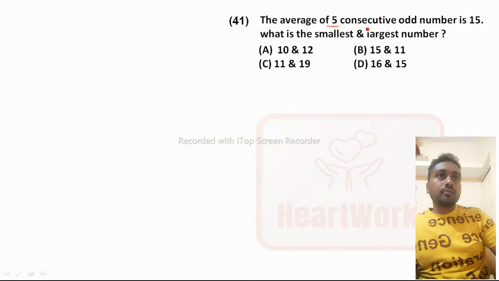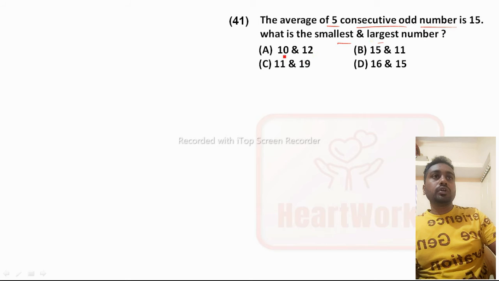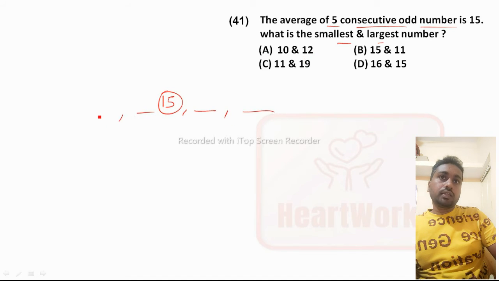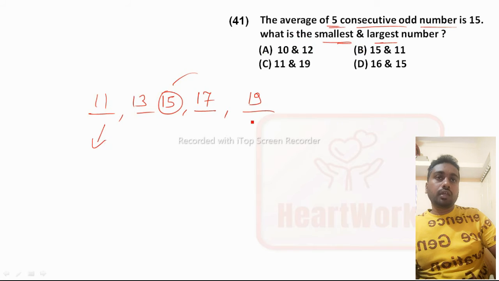The average of 5 consecutive odd numbers is 15. What is the smallest and largest number? So previously we already solved this one, no need to explain that much. The average is given as 15, which means we have the center number, and 5 consecutive odd numbers. So like that 5 numbers should be there. After 15, what is the odd number? It's 17 and 19. Likewise, this is 13 and 11. So these all are odd numbers in a sequence. Now the question is smallest and largest. So smallest one is 11 and largest number is 19. Option C is the right answer.